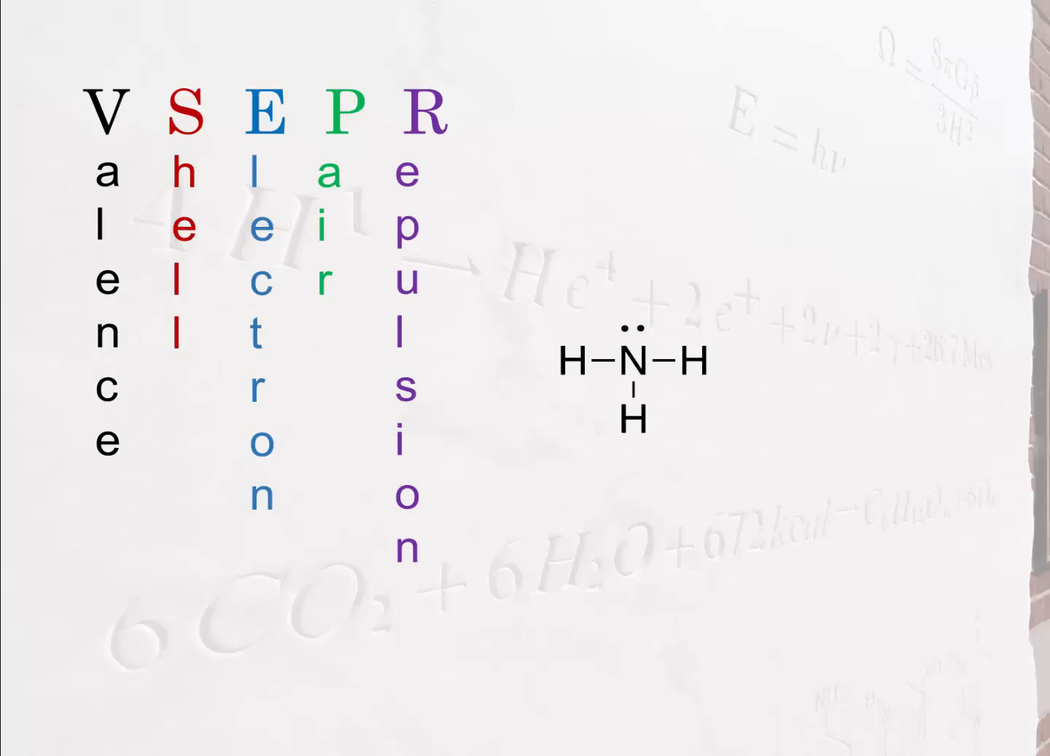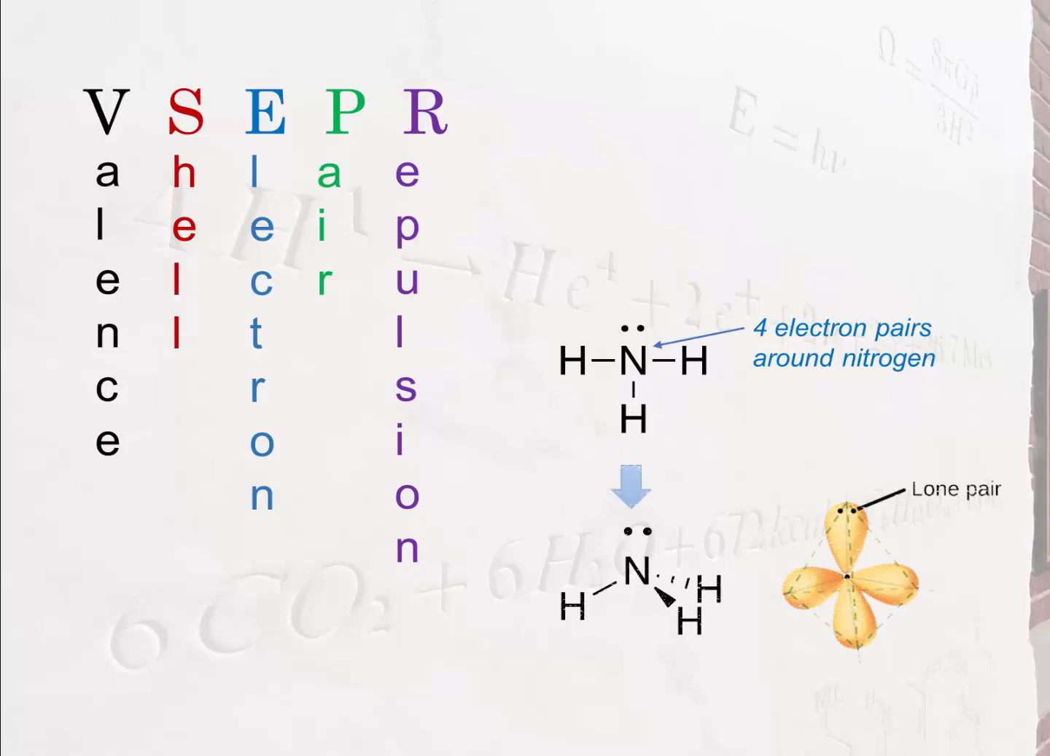Valence shell electron pair repulsion is a model that assumes the best geometry for a molecule is the one that keeps the valence electron pairs as far apart as possible. The central N atom in ammonia has 4 valence pairs, 3 bonds, and 1 lone pair. The lowest energy structure of ammonia minimizes the repulsion between these valence pairs by adopting a tetrahedral geometry. This is called the electron pair geometry of the molecule.